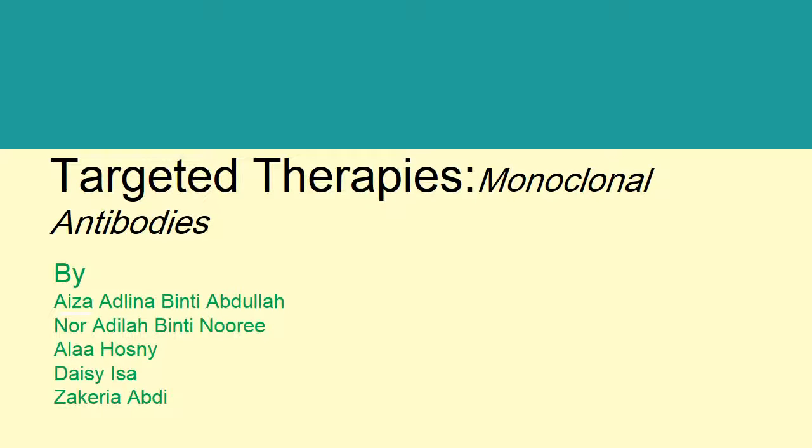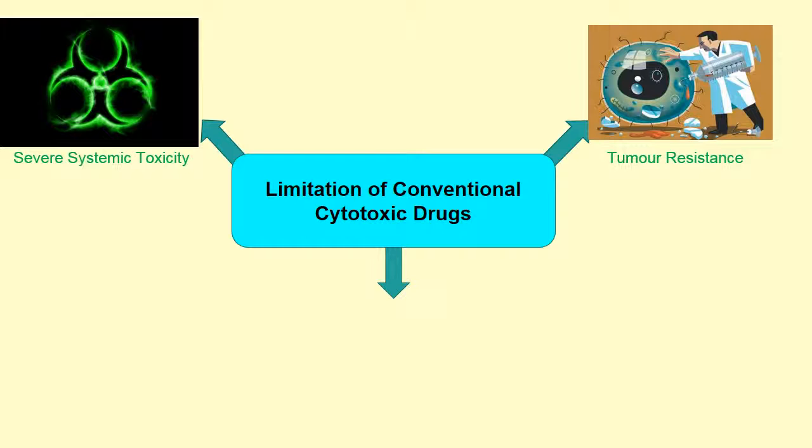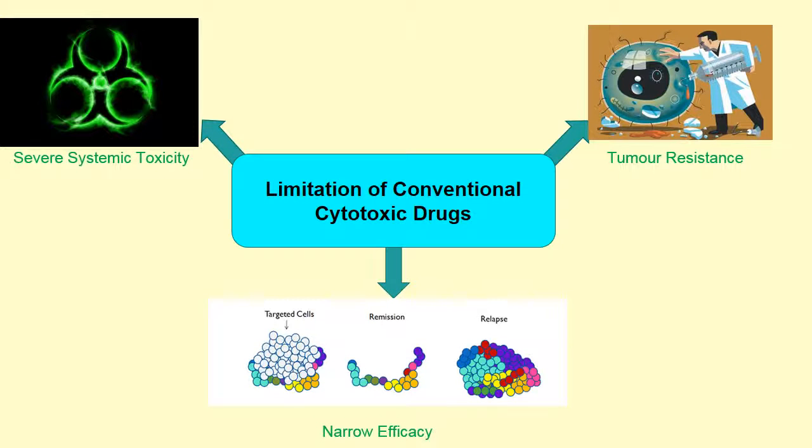Our group will be presenting targeted therapies, specifically on monoclonal antibodies. Why are targeted therapies important? To put them in perspective, we need to look at the limitations of conventional therapy. These are expressed as tumor resistance, severe systemic toxicity, and narrow efficacy. Of all these limitations, perhaps the most important is that of severe systemic toxicity.